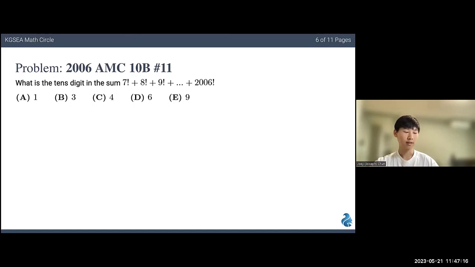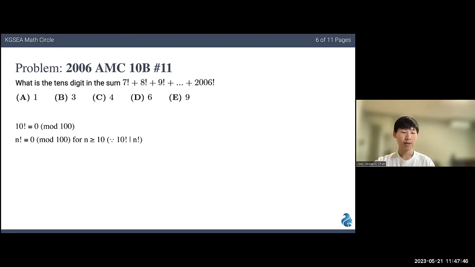Okay, so now the key to this problem is to find the summation modulo 100. And one thing to note is that 10 factorial is 0 modulo 100, because simply it's a multiple of 100. And so the next thing we could figure out is that every n factorial where n is greater than or equal to 10 is also a multiple of 100, since they're all multiples of 10 factorial.